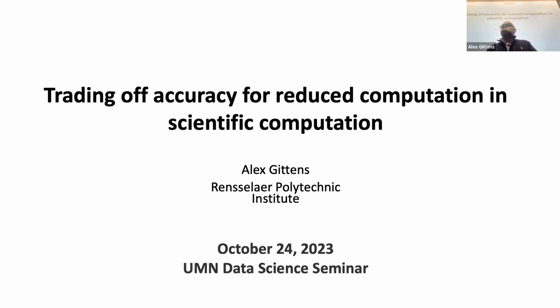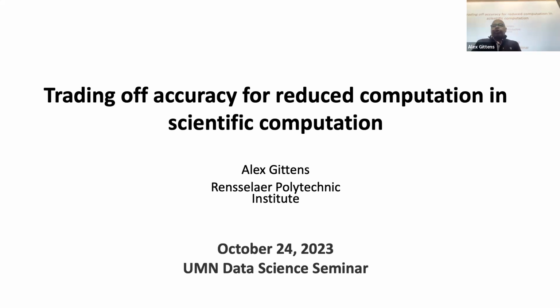It's a great pleasure to introduce Dr. Alex Gittens. He's assistant professor at the Rensselaer Polytechnic Institute. He got his PhD in applied math from Caltech, did some postdoc period at UC Berkeley, and then joined RPI. He's interested in large-scale machine learning and randomized numerical linear algebra. And he's going to talk about trading off accuracy for reduced computation in scientific computation.